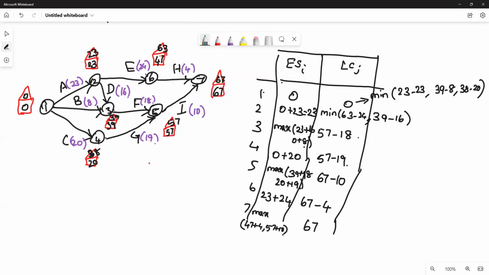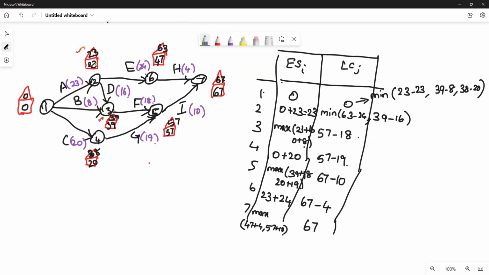critical path. How to get the critical path? Start with the initial node and see what are all the possible activities, A, B or C. See whether the square values, that is earlier starting time and latest completion times, are equal in both nodes. Okay. So that way you have to travel. 0, 0, 23, 23. So here earlier starting time and latest completion times are equal here. Here in node 3, 39, 39. Here also earlier starting time and latest completion time are equal. Here you don't have equal earlier starting and latest completion. So you need not bother about this.